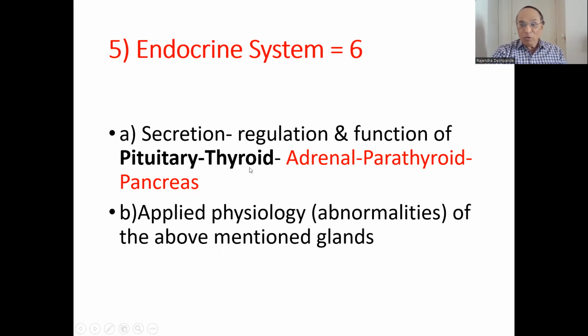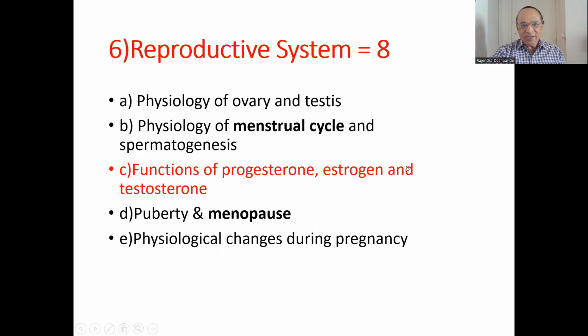Okay. Then thyroid hormone, nowadays the thyroid problems are more, hyperthyroidism and hypothyroidism. Adrenal gland, parathyroid gland, pancreas. Pancreas is very important. Islets of Langerhans, diabetes, insulin connection. Applied physiology, that is abnormalities of the above mentioned glands.